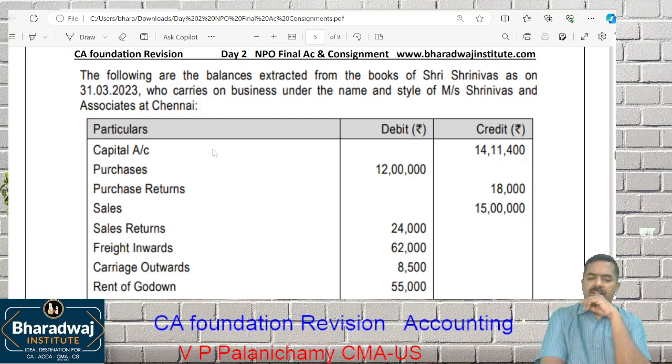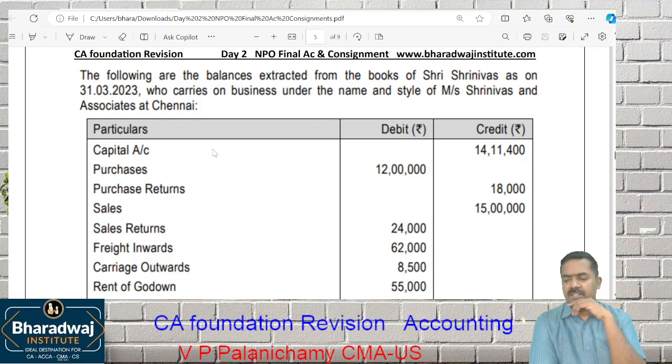The following are the balances extracted from the books of Srinivas, like that it will start. Please go through that. Page number 5.